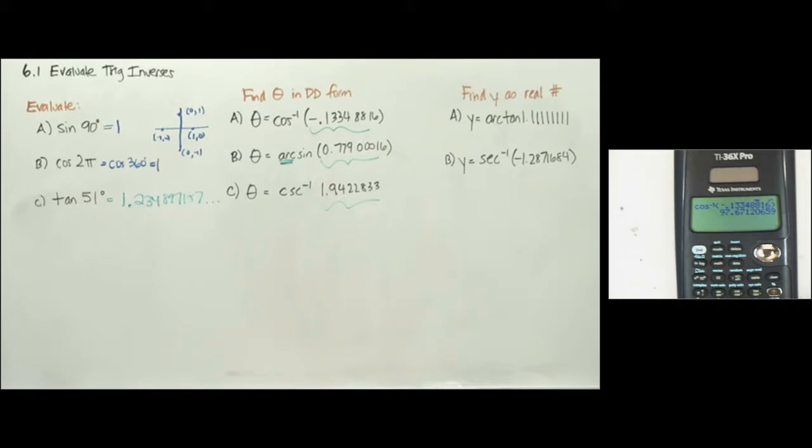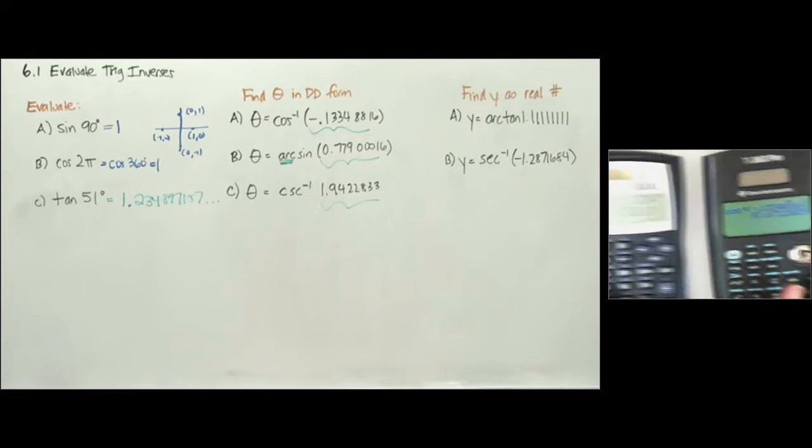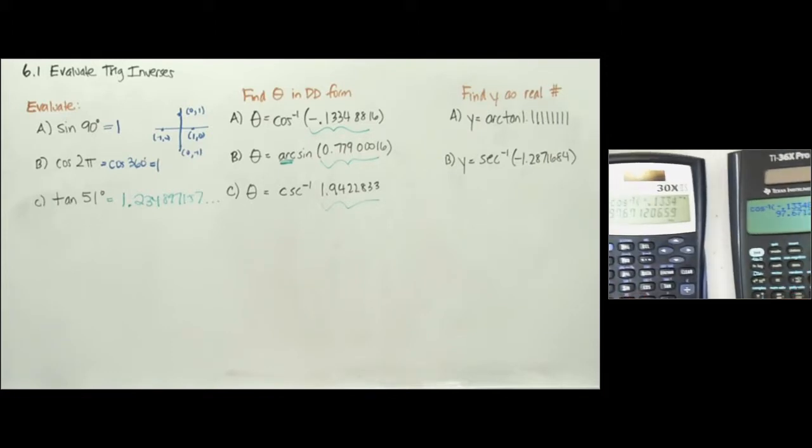Just recall that's old school. Arc means to do sine inverse. Okay, you can do that one on your own. Let's go to C. Now, the problem with C is we're doing the cosecant inverse. On either one of these calculators, do I have a button for cosecant? No, I do not. So if I can't do cosecant, I don't have a button for cosecant inverse.